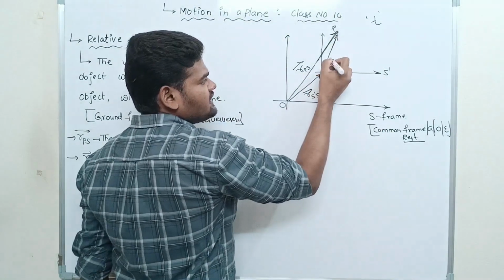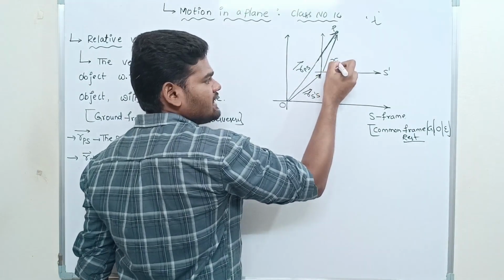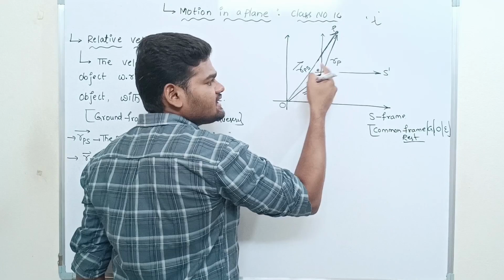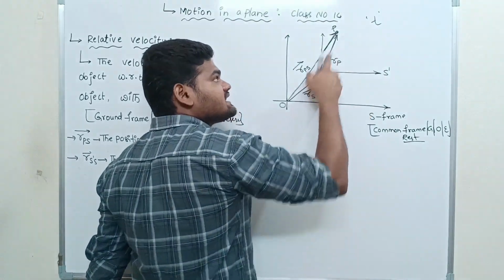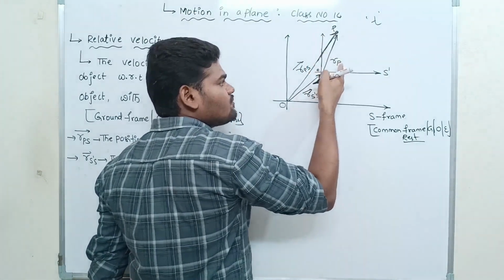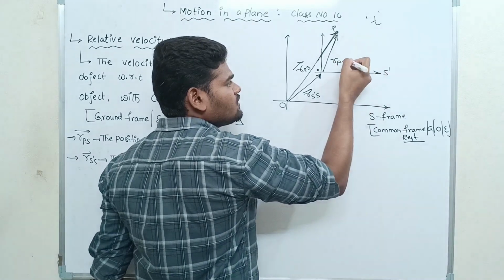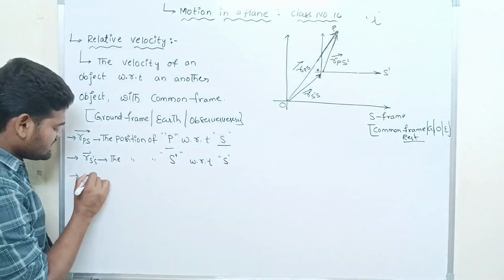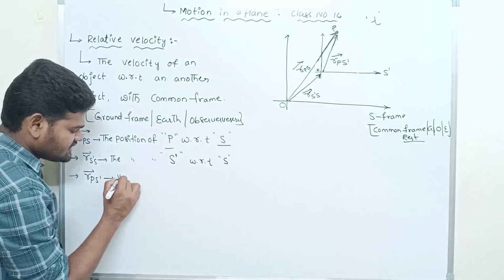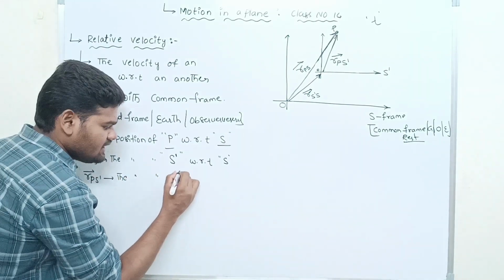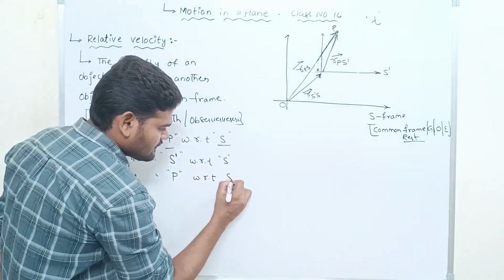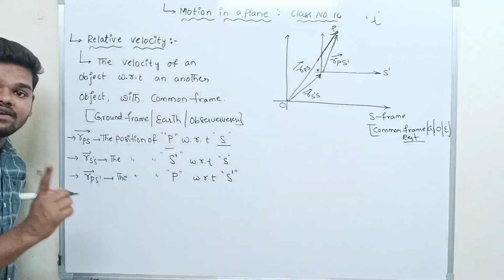So this line gives what? This line is drawn from the origin of S dash frame. Now this line gives the position of particle P with respect to S dash frame. Now what is R P S dash? The position of particle P with respect to S dash frame. Are you getting any doubts?